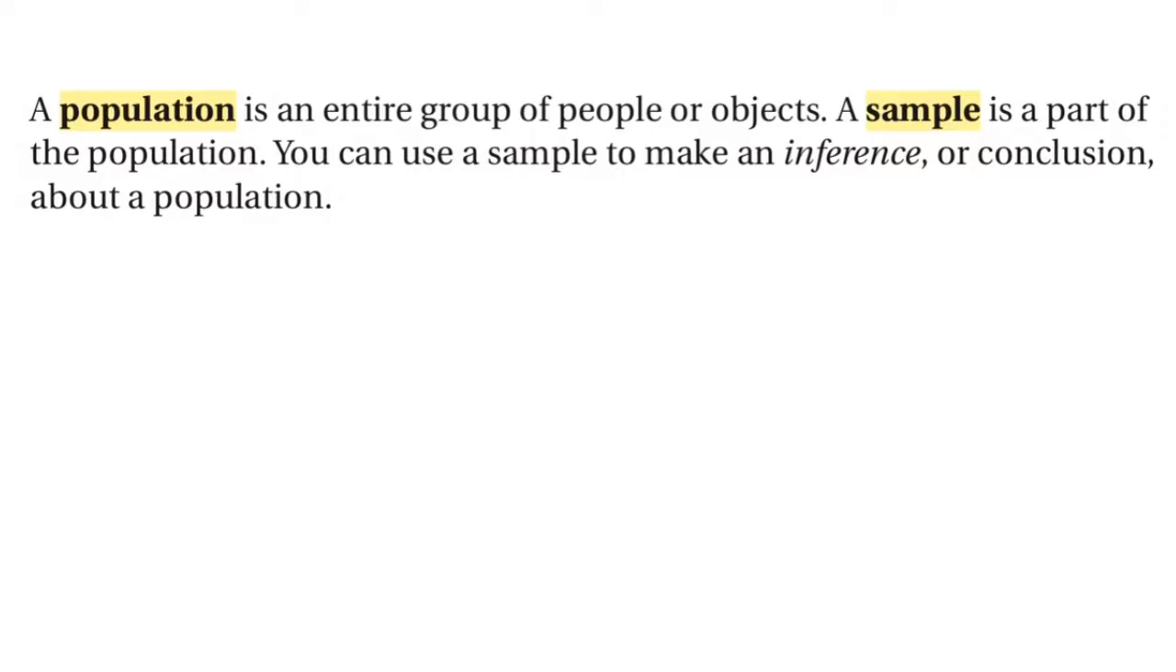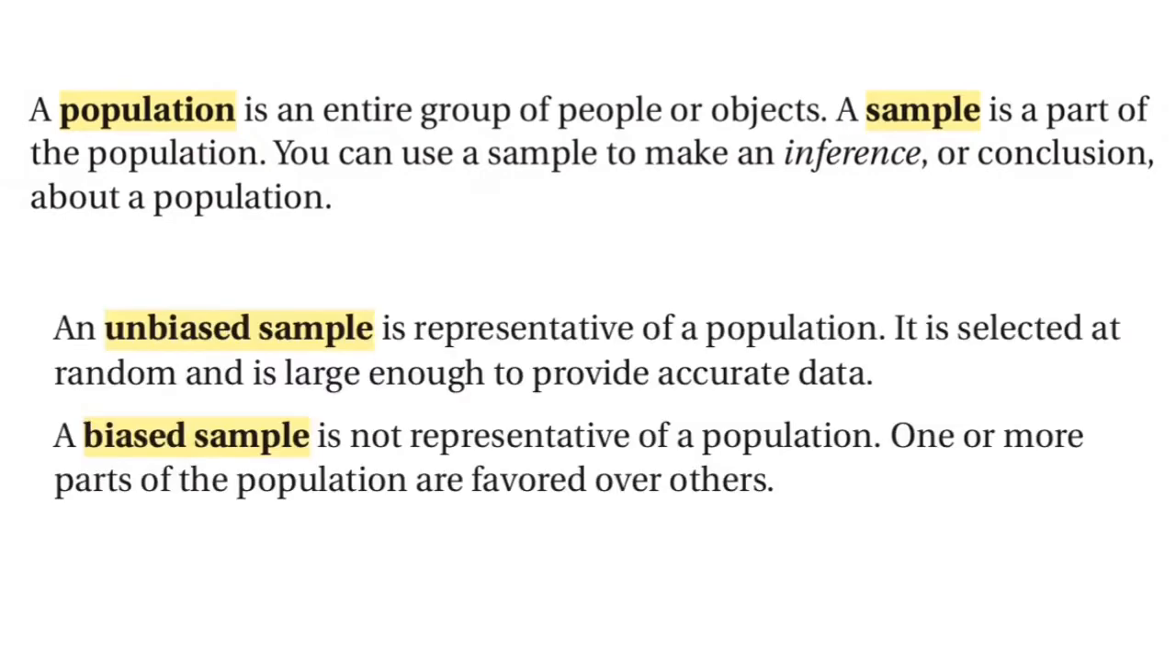Welcome to section 10.6. There are a couple of key ideas that we have to know here and a couple of terms. The first, a population is an entire group of people or objects. A sample is a part of the population. You can use a sample to make an inference or conclusion about a whole population.